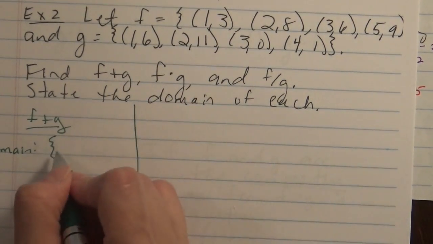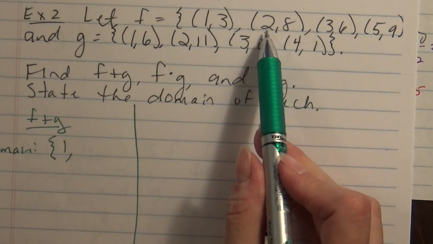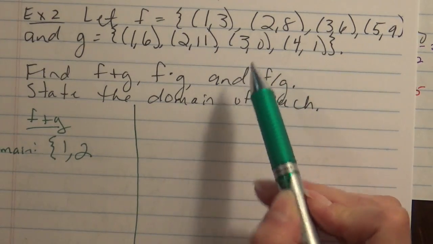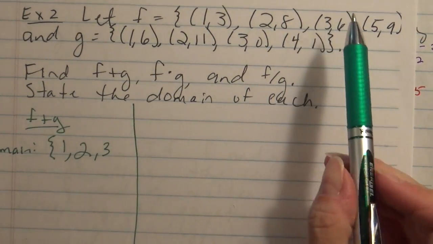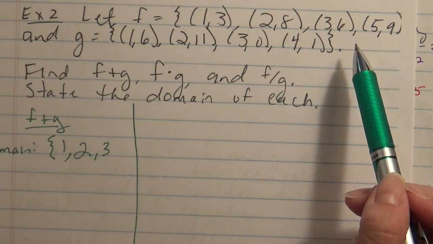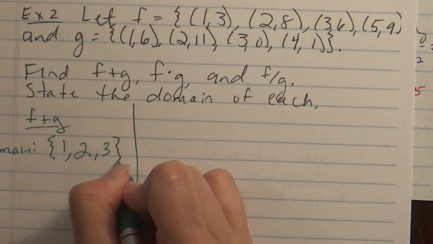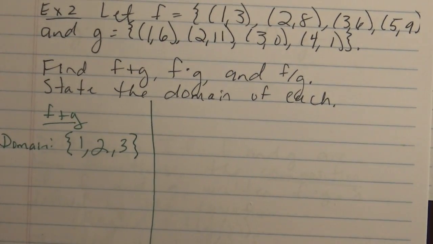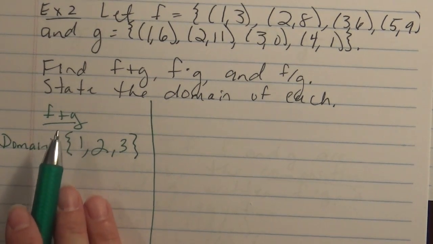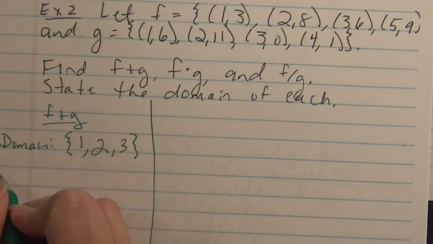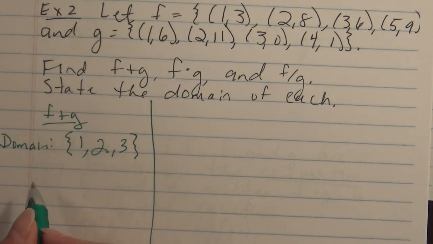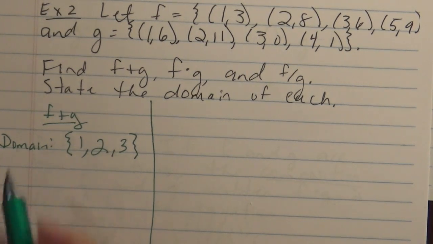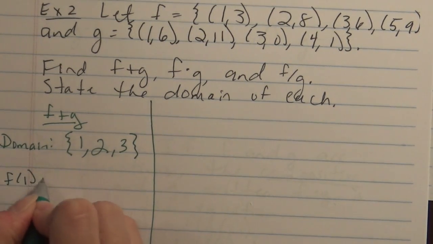So what x values do we see occurring in both sets? Well, we have a 1 that appears in both of them. They both have x values of 2. They both have x values of 3. Those are the only x values that both sets share. So that's everything that goes into the domain. Once we have the domain, we can go ahead and find the addition operation for these two functions. So to find f plus g, we need to start with our first element in our domain. Let's do f of 1 plus g of 1.